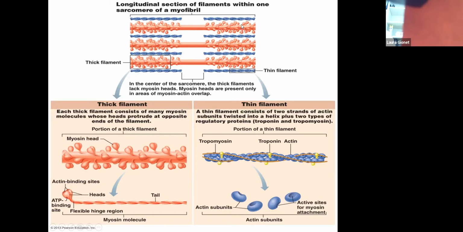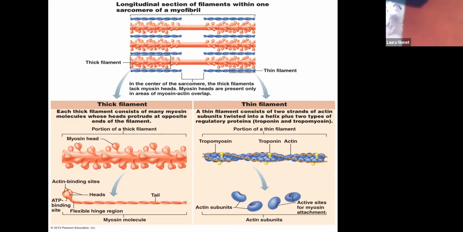When myosin makes contact, it's going to draw the ends of actin closer to one another to where they can actually cross over each other a little bit. Essentially the myosin stays stationary, but the actin is moving. And that's what we call the sliding filament theory, that actin slides on myosin, and that creates the shortening. So it says below that in the center of the sarcomere, the thick filaments lack myosin heads. Myosin heads are present only in the areas of the myosin-actin overlap. It's a good thing to notice.